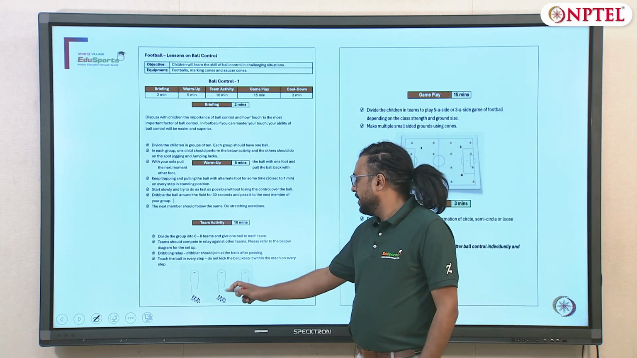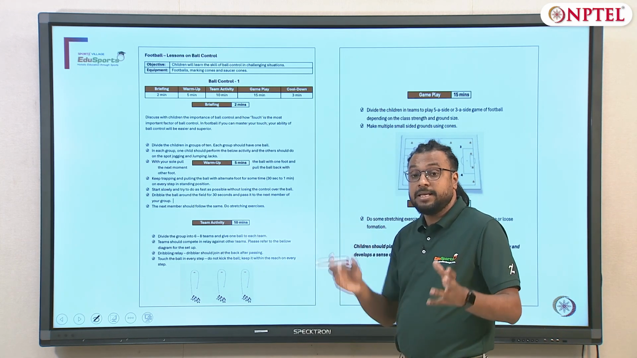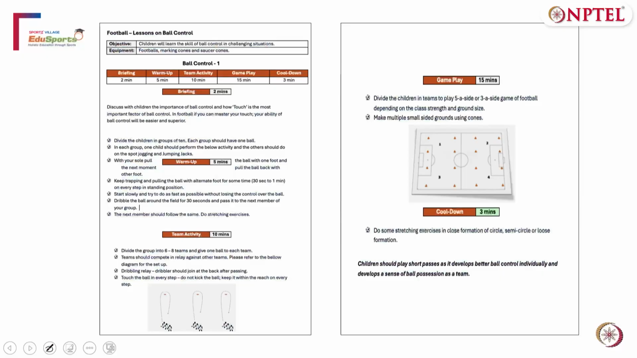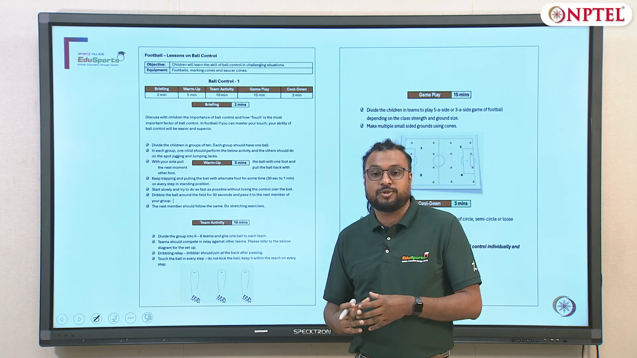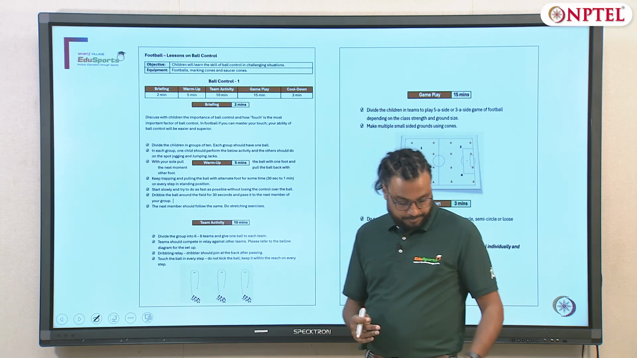So, if you see, they aren't playing the full game also, they are playing more of dribbling the ball from one cone to another, then they are playing small sided games. That is how they get adapted to these team sports or the individual sports.